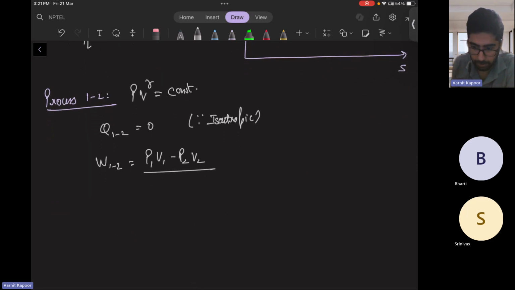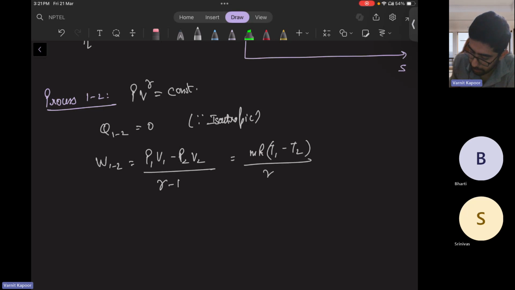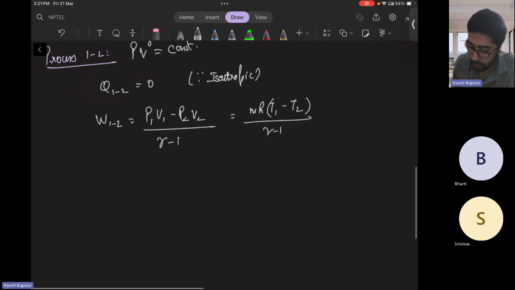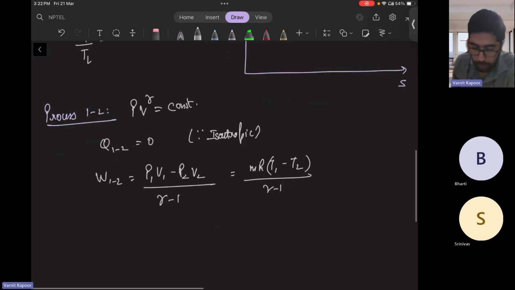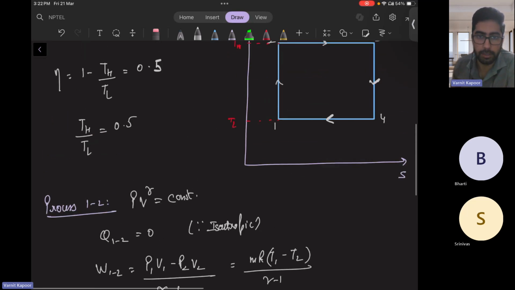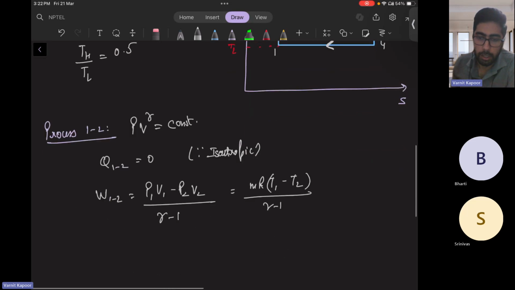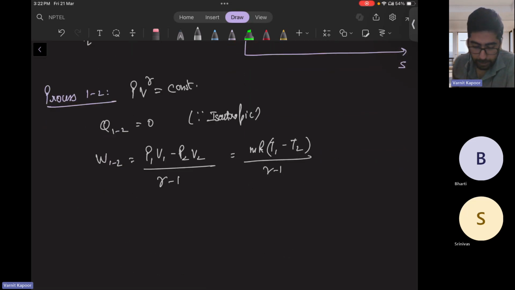So work should come out to be a negative value, meaning work has been absorbed. It is P1 V1 minus P2 V2 over gamma minus 1. And for ideal gas, we know that PV is equal to mRT, so it is mR (T1 minus T2) over gamma minus 1. Is it clear? We don't know what T1 is, T lower and T higher. T1 is T lower and T2 is T higher, from the graph.